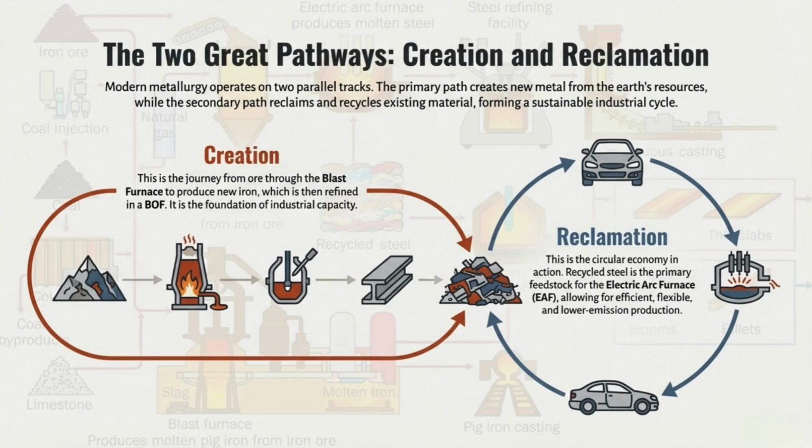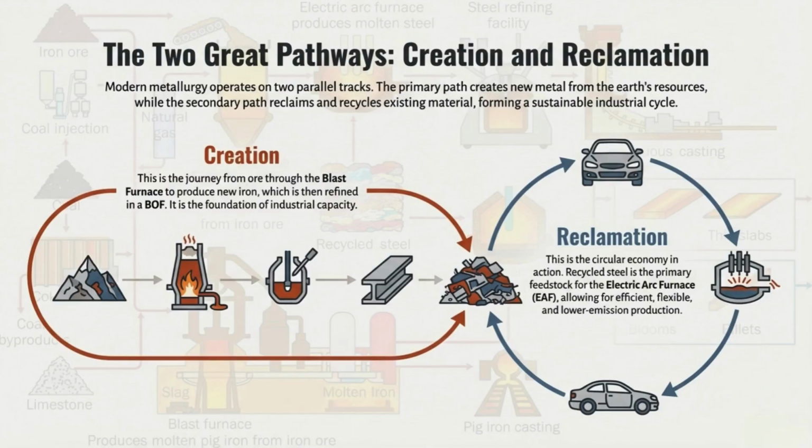It begins at the mine and moves through the blast furnace to create new iron from raw ore. That iron is then refined in the basic oxygen furnace, BOF, to become high-quality steel. This path is essential because it provides the world with fresh material to build our infrastructure from scratch.